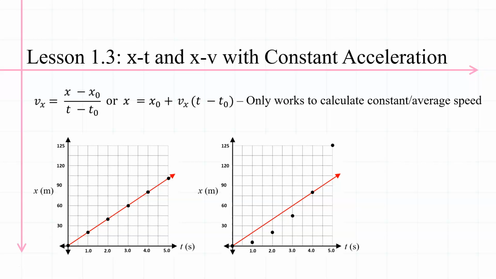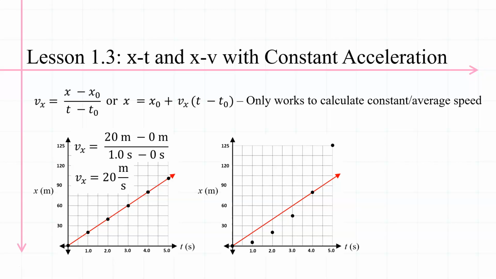On the left, let's calculate the speed between the origin and the point (1, 20). Okay, so to do that, I'm just going to plug in my values. 20 meters, the distance, minus the original distance, which is 0, divided by 1 second minus the original time, which was 0, is going to give me my velocity of 20 meters per second.